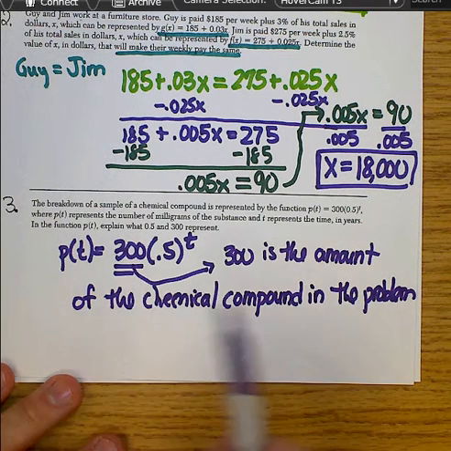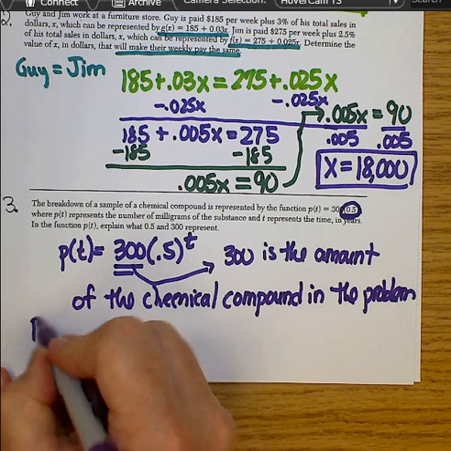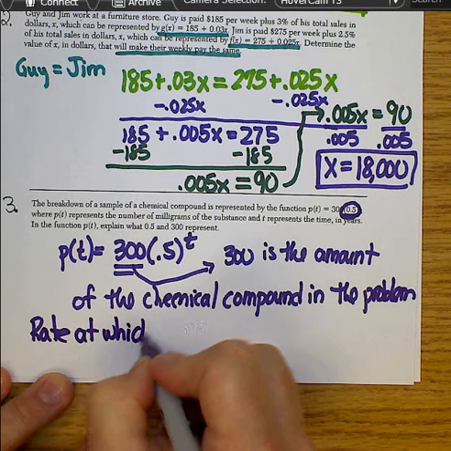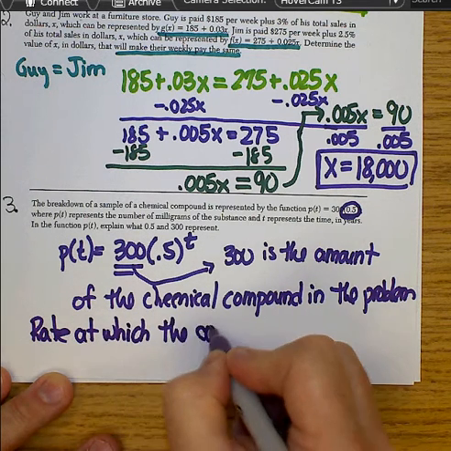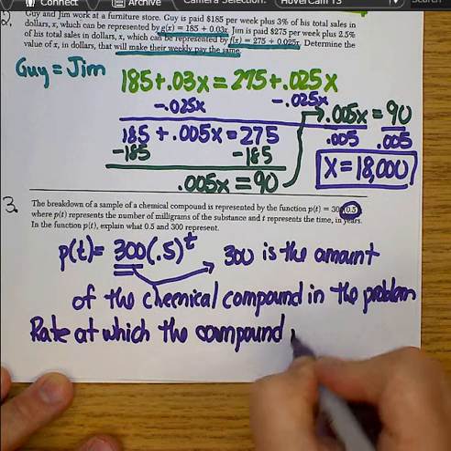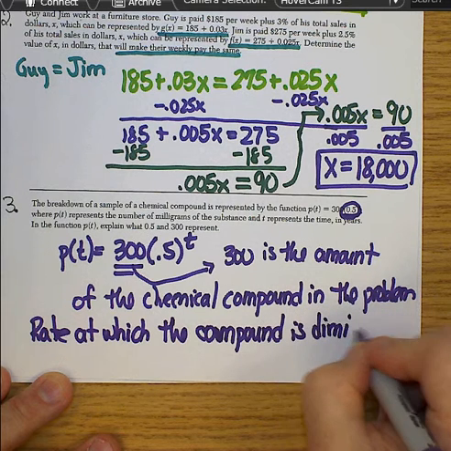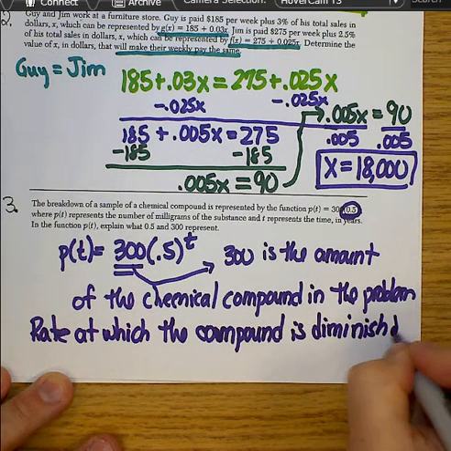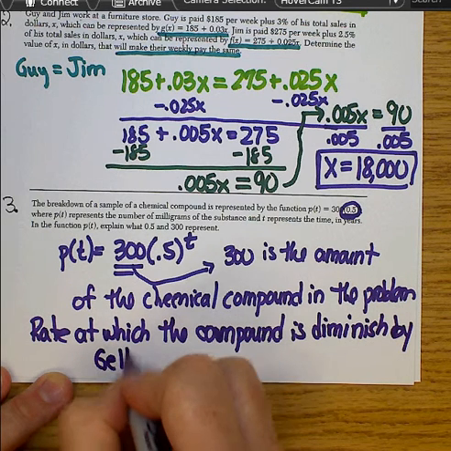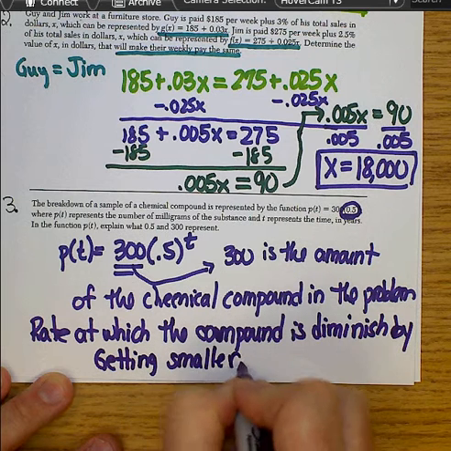We have to also explain 0.5. 0.5 is going to be the rate at which the compound is diminished by. Getting smaller. Okay.